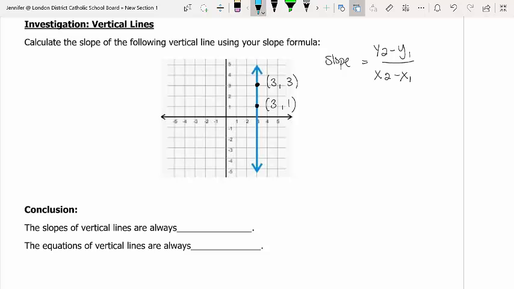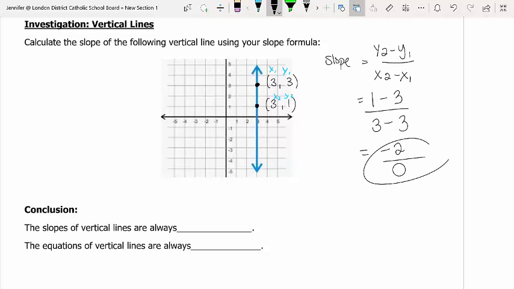Okay, so let's label the points x1, y1, x2, y2, and then let's plug them in. So y2 is 1. y1 is 3, x2 is 3, x1 is 3. And then let's simplify. So 1 minus 3 is negative 2. 3 minus 3 is 0. So that's our slope. So I want you all to take a calculator and try typing that in. Do negative 2 divided by 0 and see what you get. You're probably going to get a message that says error or undefined or no answer.